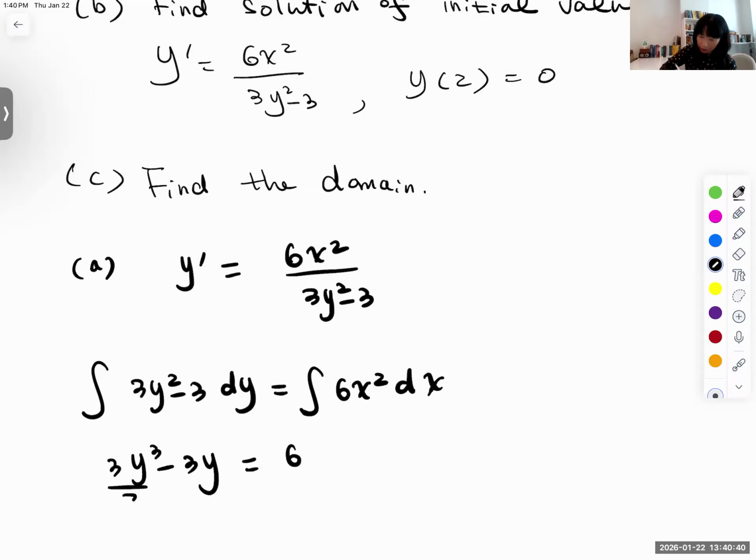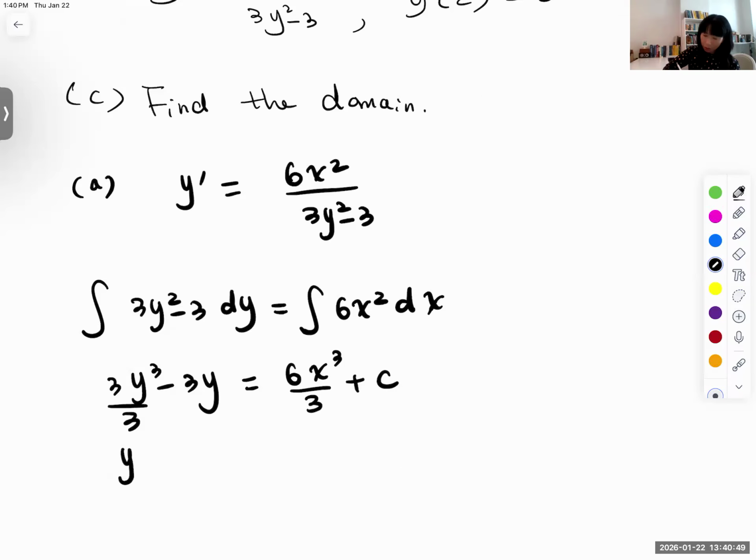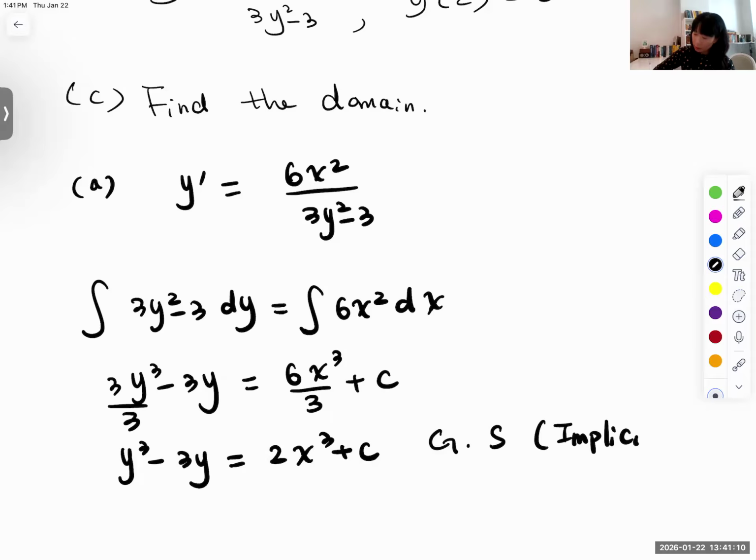Let me write down, since I have to simplify here. X to the third power over 3 plus c. Okay, so there will be y to the third power negative 3y equal to 2x to the third power plus c. So this is general solution. Moreover, we say the implicit solution, right? So implicit solution.